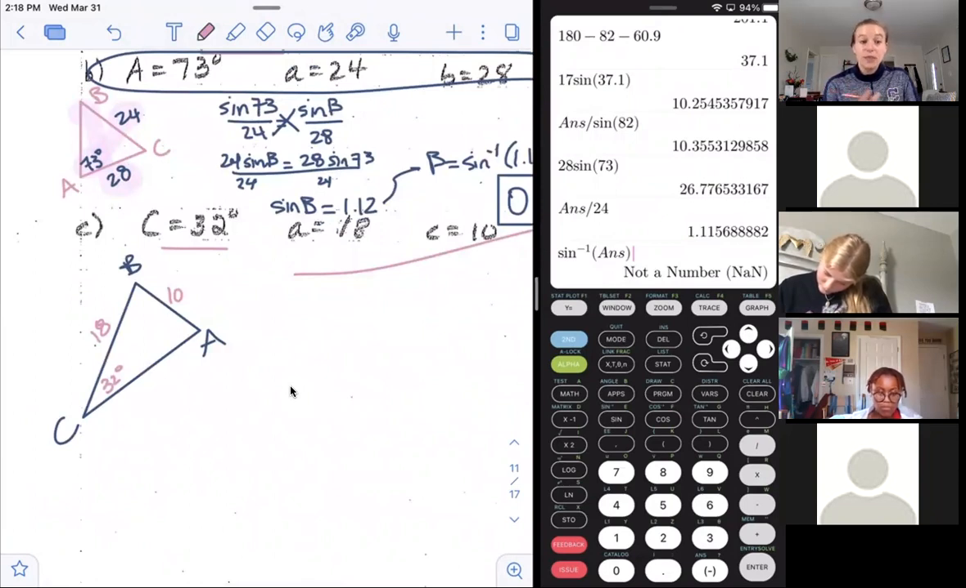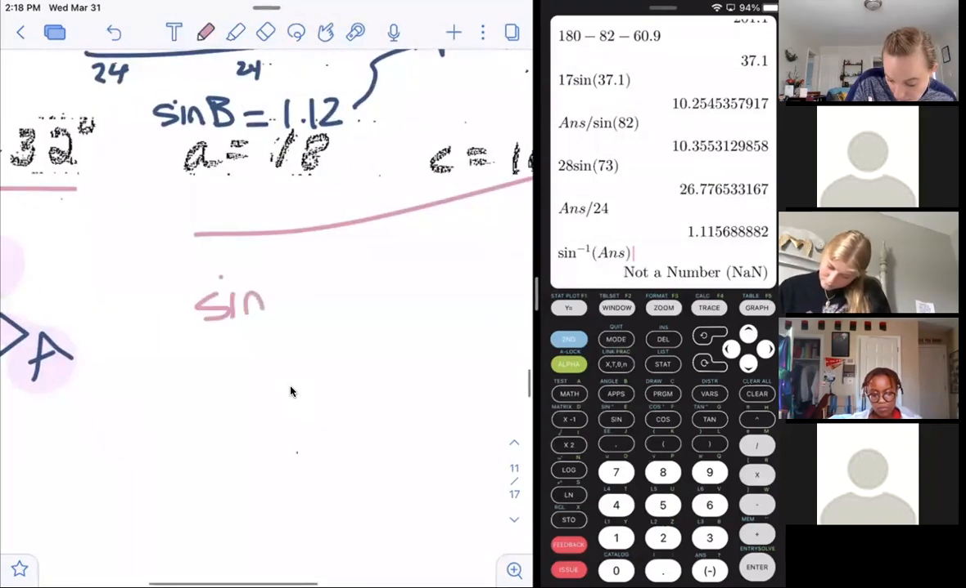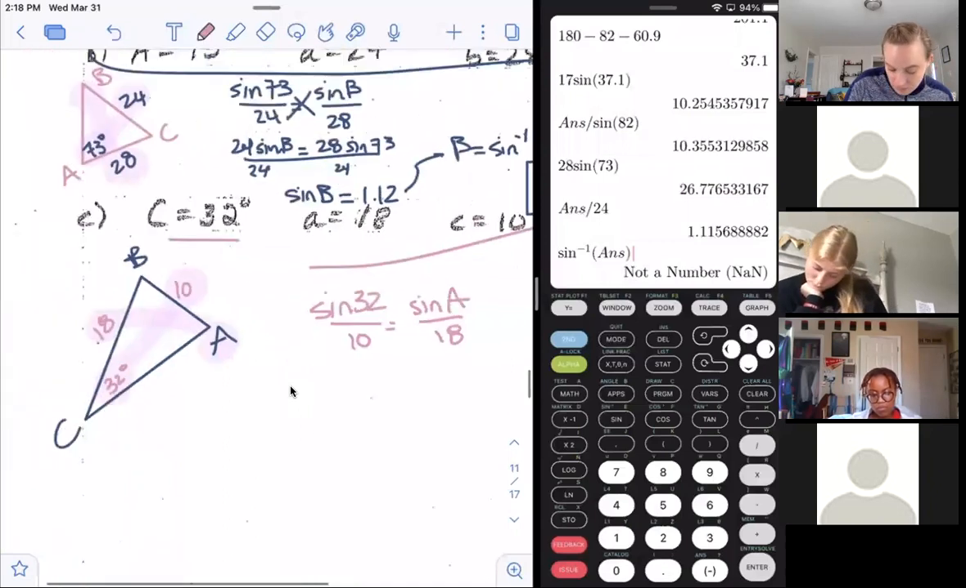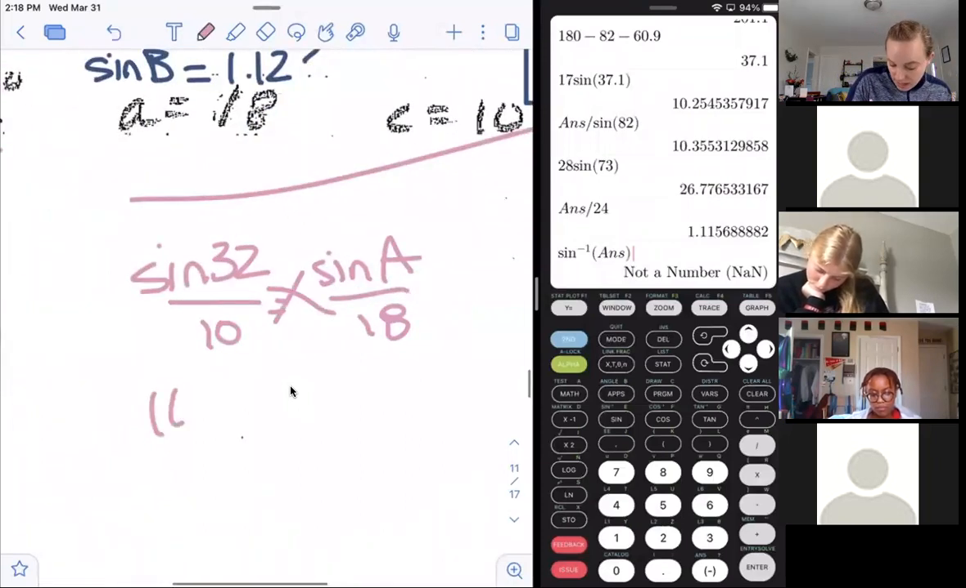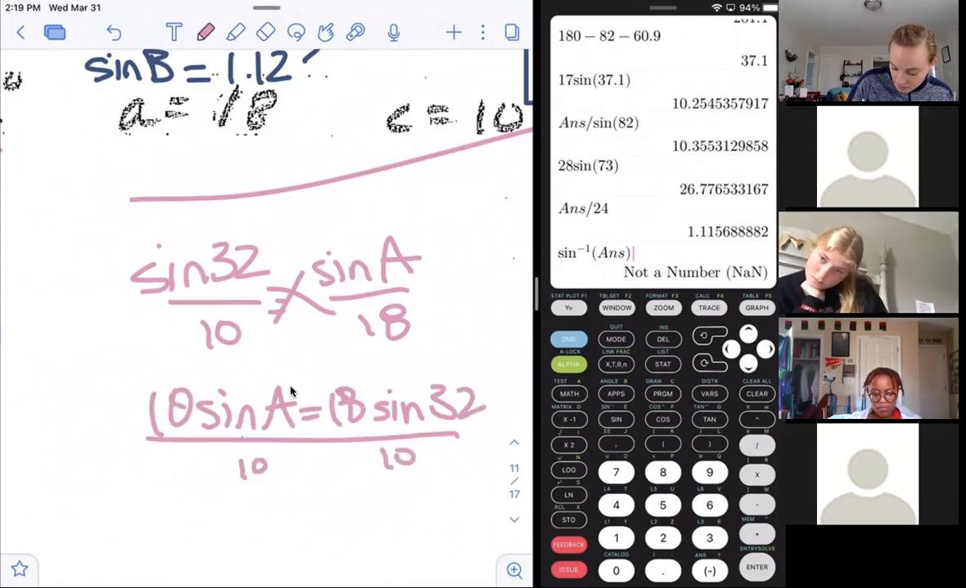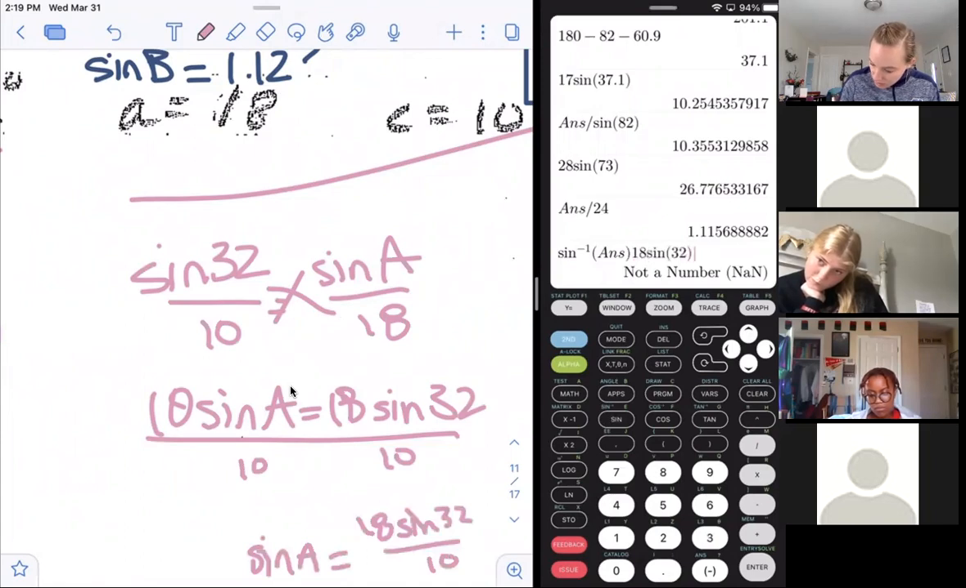There's only one option, only one thing we can do first, and that's to find angle A. So I'm going to do sine of 32 over 10 equals sine of A over 18. You guys have gotten good at solving for law of sines. So I'm going to do 10 sine A equals 18 sine 32. Divide by 10. (18 sine 32).